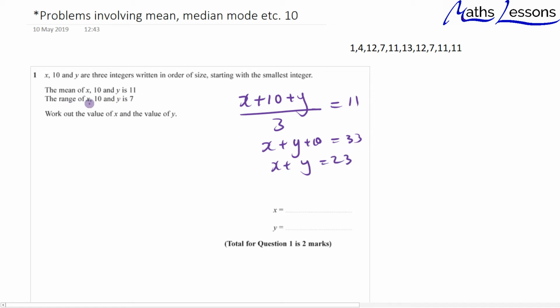Now I also know that the range of x, 10 and y is 7. They're written in order of size. So the biggest one is y and the smallest one is x. So y minus x will equal 7. I'm going to just bring this over here because I like to write them next to each other.